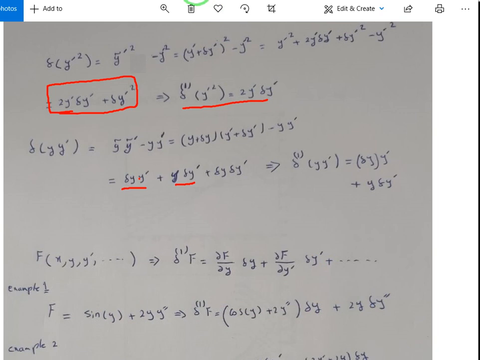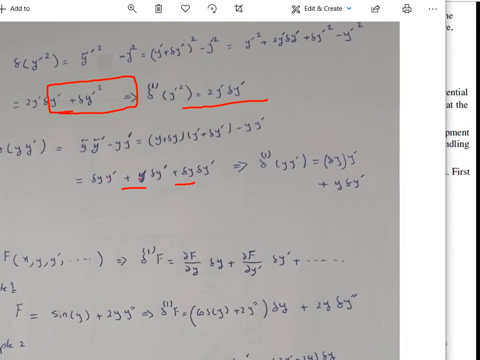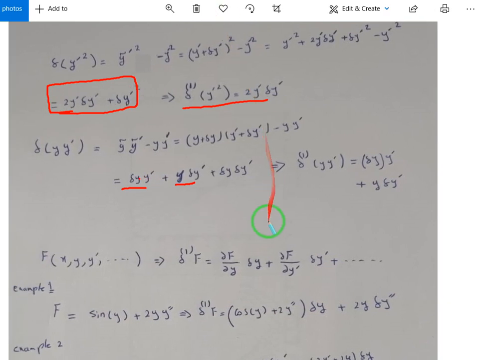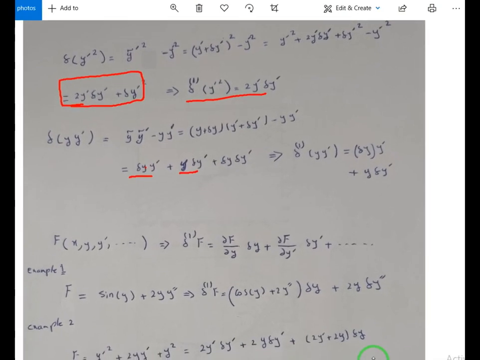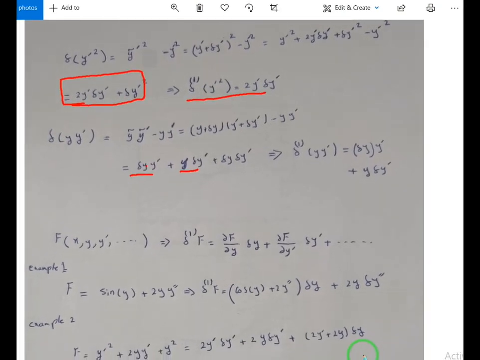Now let's solve another example. Let me show you here. Let's continue. Okay, I think you can now see it here.